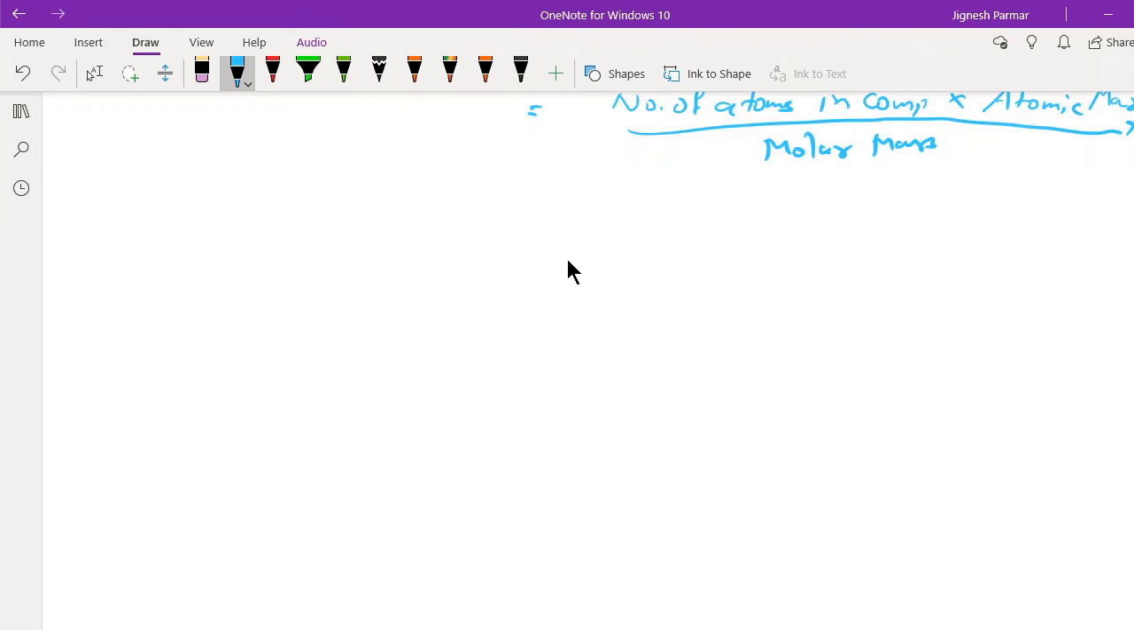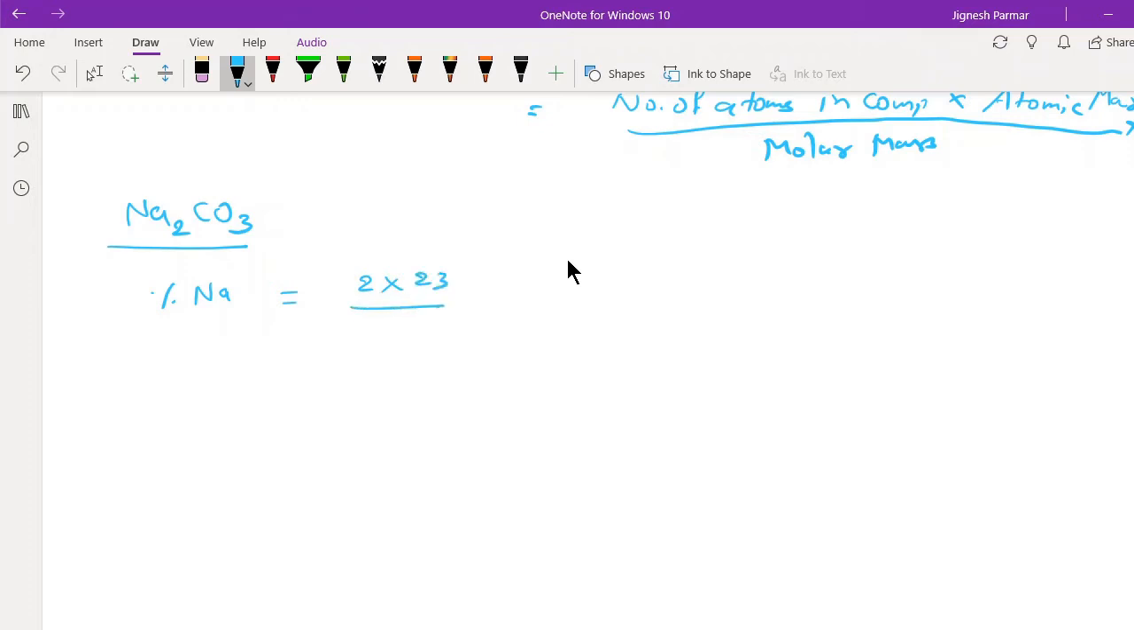Let's see one example, one of my favorite examples, Na2CO3. This is the compound given to you, and they ask to find the percentage of each element. Let's start with the percentage of sodium. How many atoms of sodium do I have? The number of atoms of sodium is 2. Its atomic mass is 23.